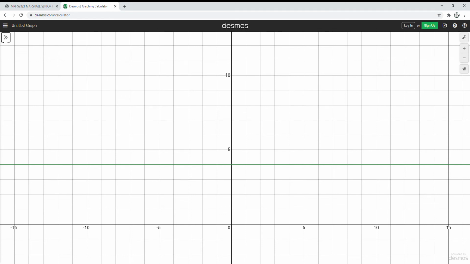Hey guys, today we're going to be talking about some graphs of linear equations that are a little bit unique, a little bit different than most of them we've been looking at. So you'll see a line that's graphed here, pretty straight across horizontal, right? Well, that's a little different in itself, isn't it?